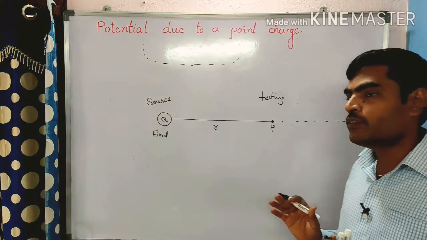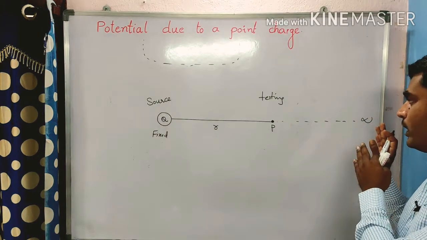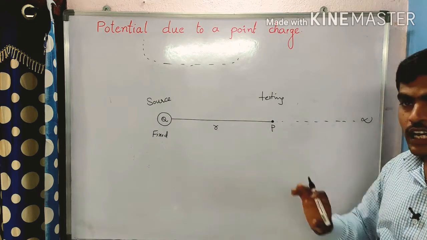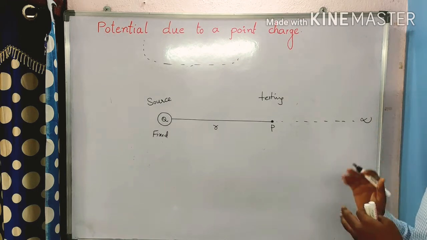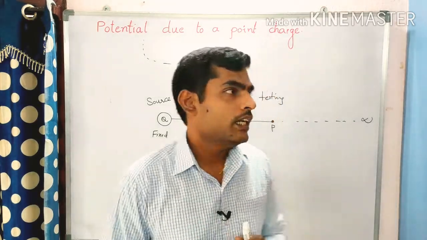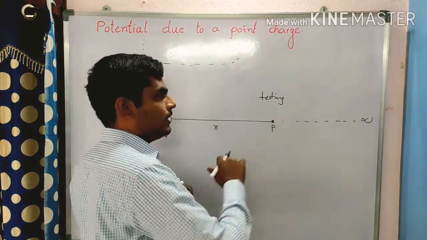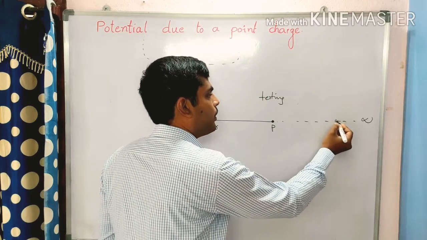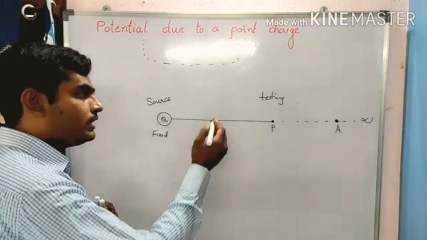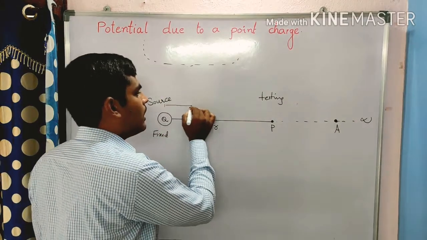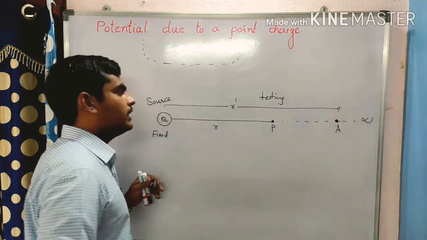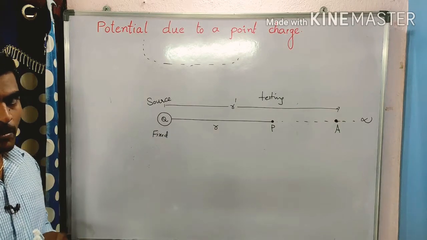So how to calculate that work done? Because infinity, where is that point? The infinite point is unknown to us, right? This point we can say is at a distance r. Then how to find this work done from infinity? So what is our strategy? In this infinite distance, we will take another intermediate point. Here we will suppose a point A. That point is at a distance r dash from the charge.